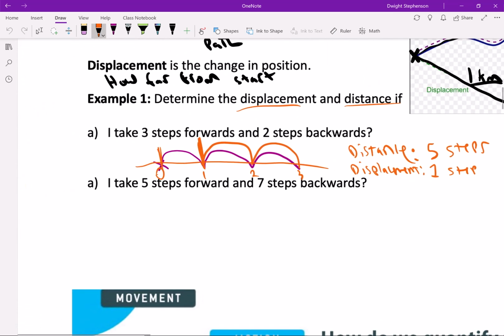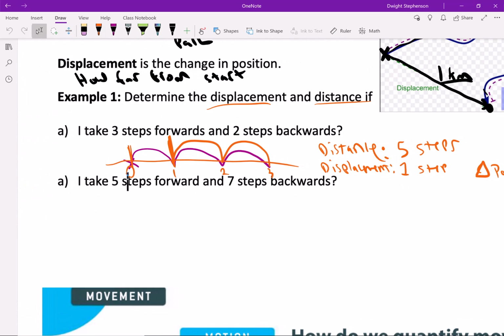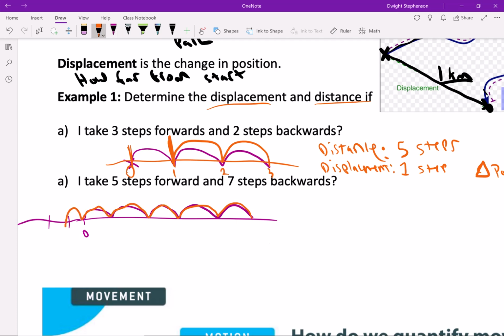And let's look at another one. I take 5 steps forwards. So again, let's just say we start here. Think about it as a number line. I start here at 0. I'm going to take 1, 2, 3, 4, 5 steps forward. Then we're going to take 7 steps backwards. 1, 2, 3, 4, 5, 6, 7.